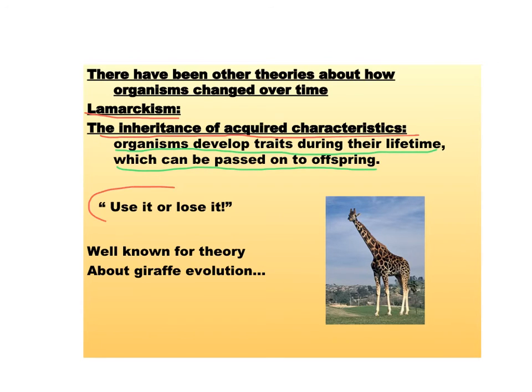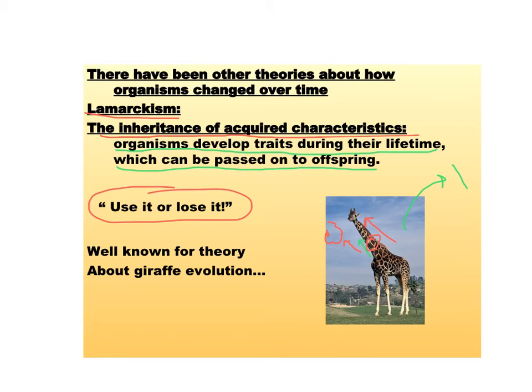They called it use it or lose it. So he has a well-known theory about giraffe evolution on how they got their long necks. He believed that giraffe ancestors had shorter necks, which he'd have been correct about. But he believed that while trying to stretch up to reach the leaves in trees, the giraffes actually stretched their necks just a little bit during their lifetime. And therefore, when they had baby giraffes, their necks would be a little bit longer than their parents.